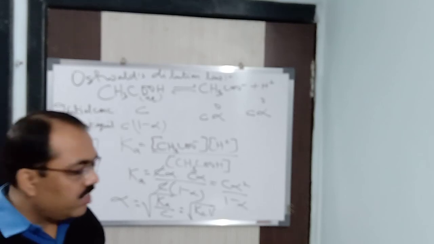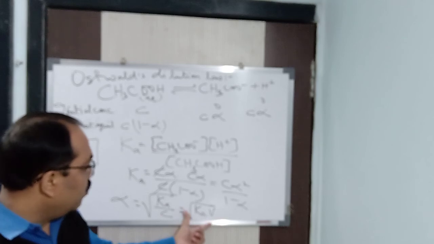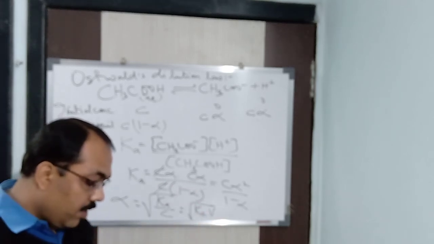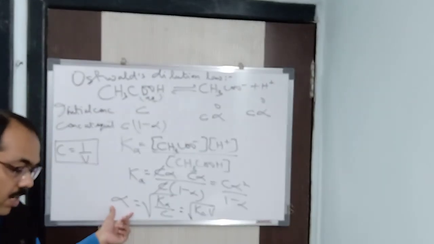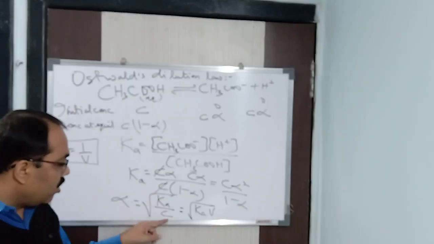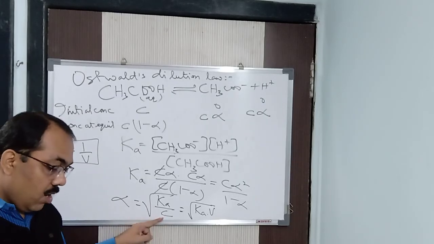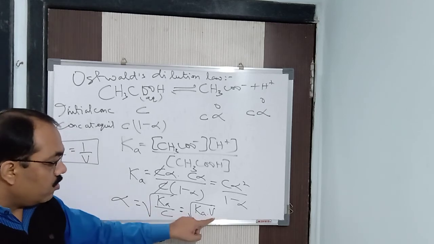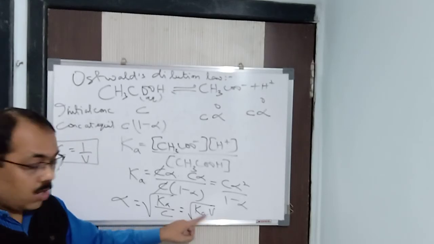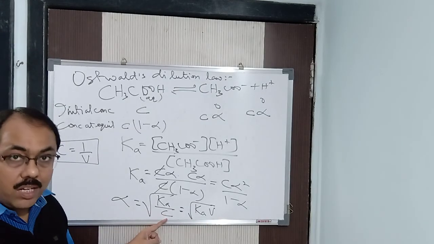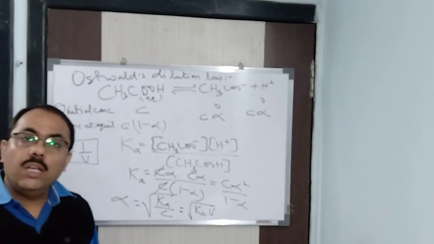Now, coming to the definition of the Ostwald dilution law. So, this is your formula. Alpha is equal to root over of K by C or root over of K into V. This is the formula. Clear? So, coming to the definition, for a weak electrolyte, the degree of ionization is inversely proportional to the square root of its molar concentration, or it is directly proportional to the square root of its volume. That is the degree of ionization. This is known as the Ostwald dilution law.